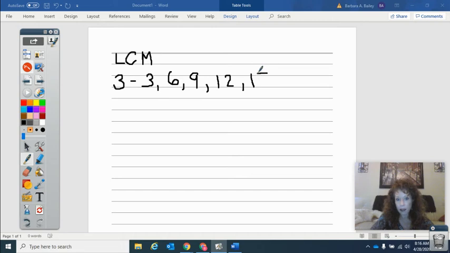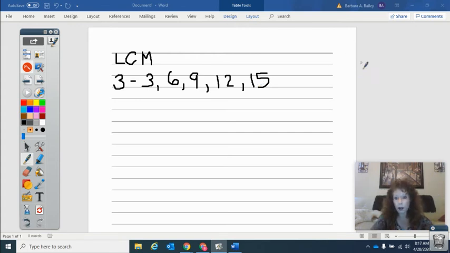Now, if you didn't have these memorized, that's okay. You could do tally marks. 3s are easy to just count by 3s. 1, 2, 3, 4, 5, 6, 7, 8, 9, 10, 11, 12, 13, 14, 15. However you want to do it.